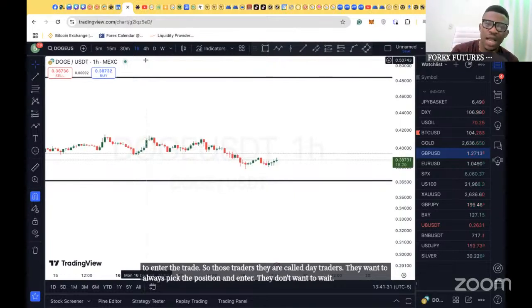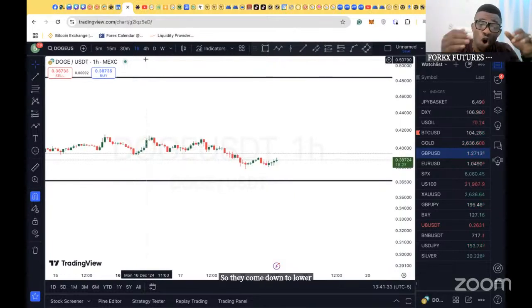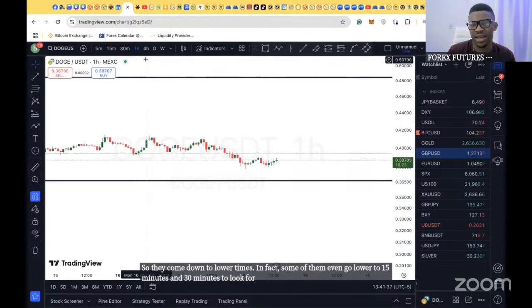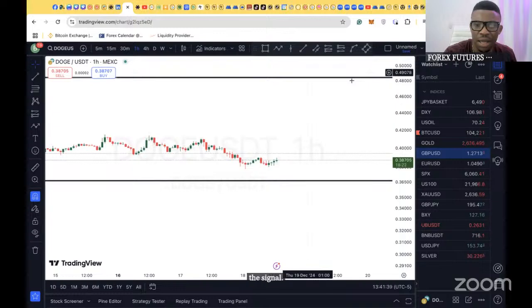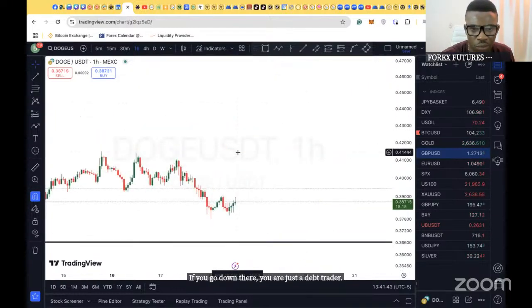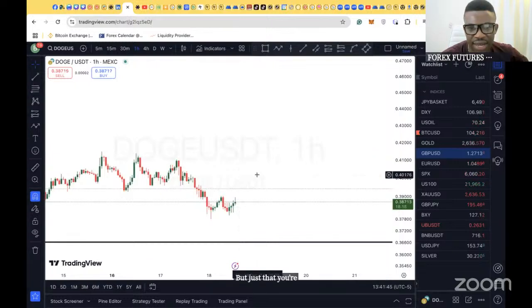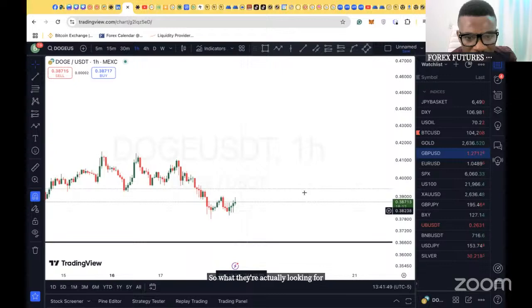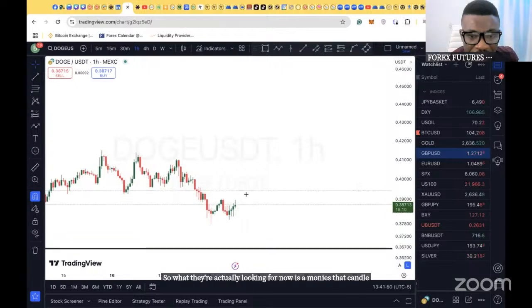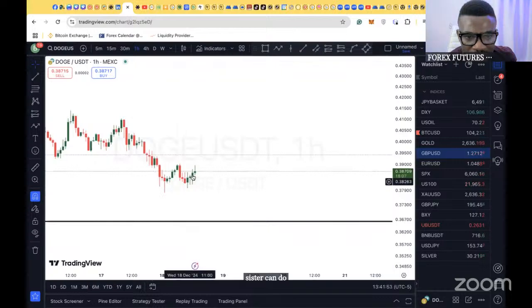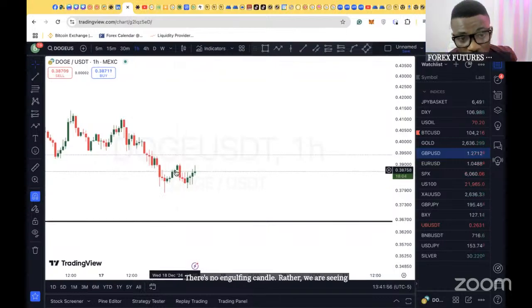So they come down to lower time frame. In fact, some of them even go lower to 15 minutes and 30 minutes to look for the signal. It's not a problem. If you go down there, you are just a day trader. It doesn't mean you will not make money, but just that you're entering too fast and anything can happen to you. So what they're actually looking for now is a morning star candle. And even in the H1 time frame, there is no morning star candle. There is no engulfing candle. Rather, we are seeing a bearish engulfing, which is not a good sign.